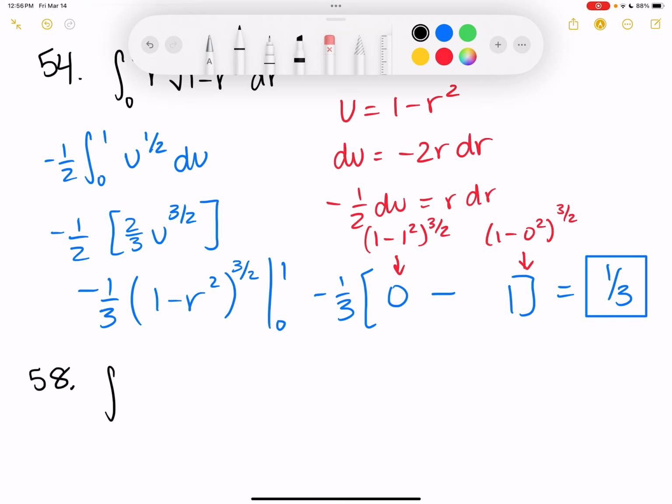58. The integral from negative pi to pi of the cosine of x over the square root of 4 plus 3 sine of x dx.